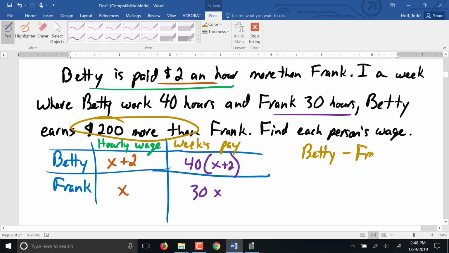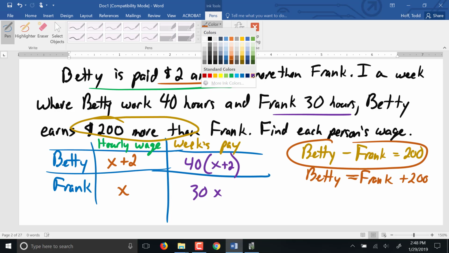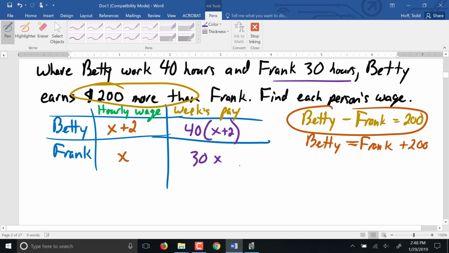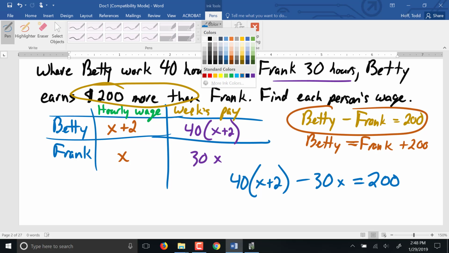So we can either look at it as Betty minus Frank equals $200, or we could look at it as Betty is equal to Frank plus 200, because Betty is $200 more than Frank. So you'd have to add to Frank to get Betty. To me, this top one is generally simpler for me to work with. So I have Betty, which is the 40 times X plus 2, minus Frank, which is the 30X, equals a difference of $200.